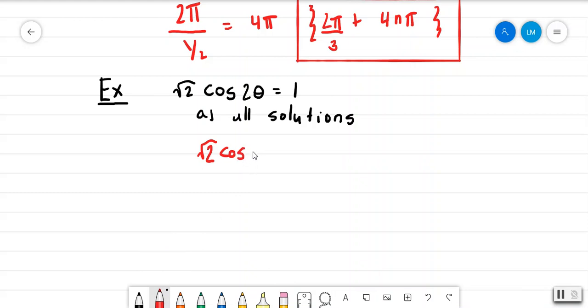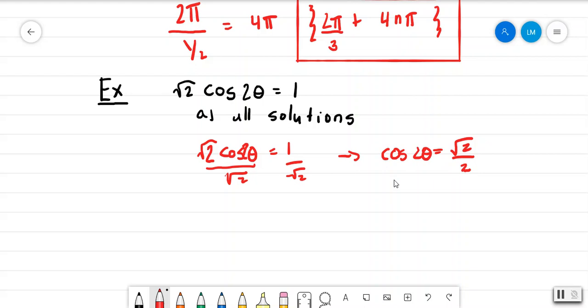So we have cosine theta. Now, this is going to be equal to 1, of course, but we're going to divide by the square root of 2. And that's going to tell us that we have that cosine, and that should be a 2, by the way. And that was the whole point of erasing that. So we have cosine 2 theta equals the square root of 2 over 2.